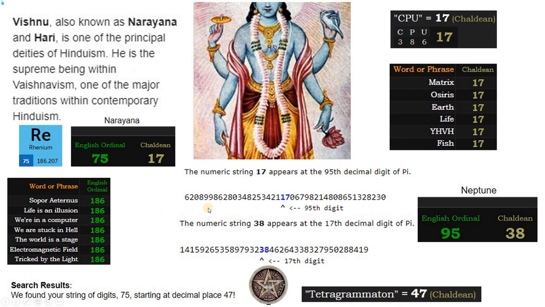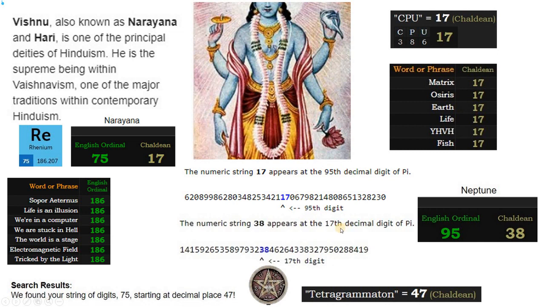Narayana is 17 in Chaldean. It is interesting to see that 17 is linked to Neptune. Neptune is 95 in English original and 38 in Chaldean, and both numbers are linked to the number 17 in pi. 17 can be found at the 95th digit of pi, and 38 can be found at the 17th digit.